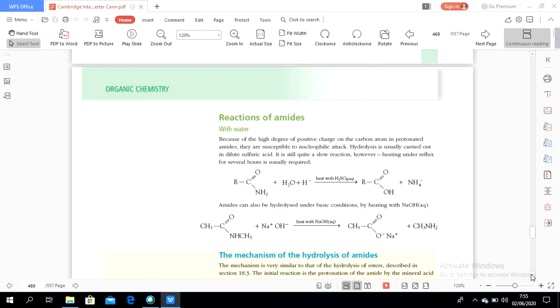This is similar to the reactions of ester hydrolysis. Ester hydrolysis, when reacted with dilute acid, will become carboxylic acid and alcohol. When an ester hydrolyzes in the presence of aqueous alkali, then a salt of carboxylic acid and alcohol is formed. Now let's see the mechanism of the hydrolysis.